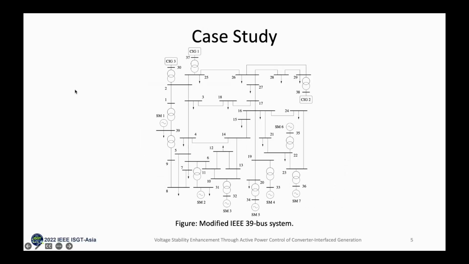This is the test system considered in this paper, a modified version of the IEEE 39 bus system, where the synchronous machines at buses 30, 37, and 38 have been replaced by CIGs. The voltage controllers of these are represented using the model described on the previous slide.